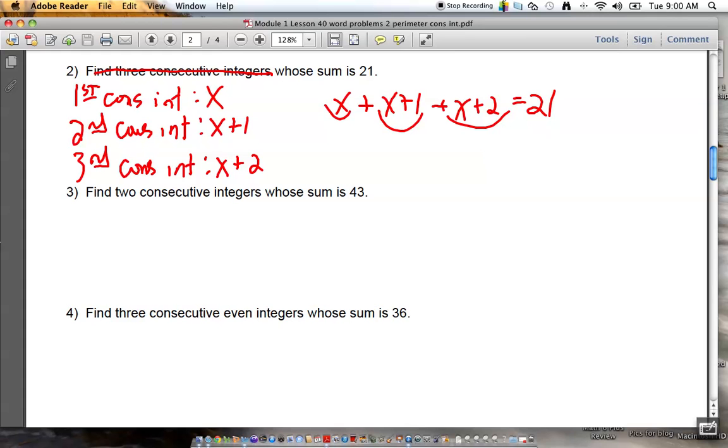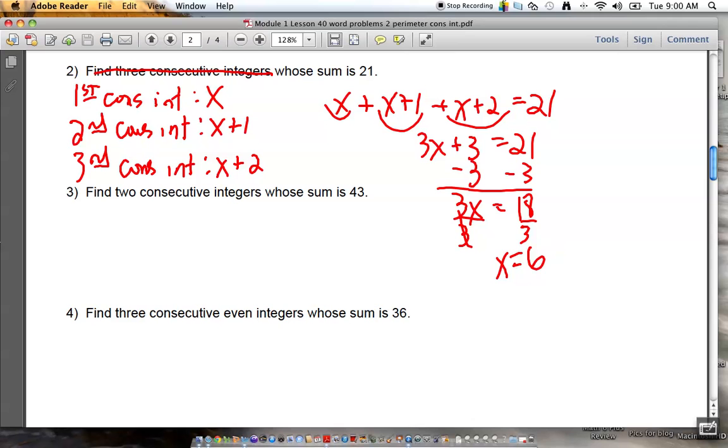So altogether I have 1x, 2x, 3x, plus 3 is 21. Minus 3. And I get 3x is equal to 18. Divide by 3. X is 6. Now, the answer's not 6. There's 3 answers. What are they? 6, 7, and 8. So is it always the ones after? Yes.